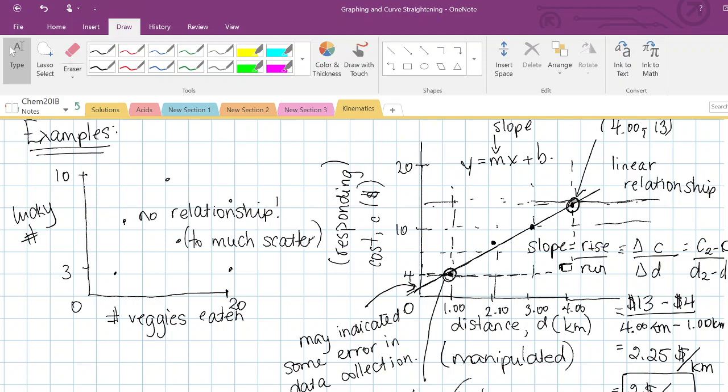Okay, so that's just a quick little example for graphing and kind of what we can do in terms of analyzing this graph.